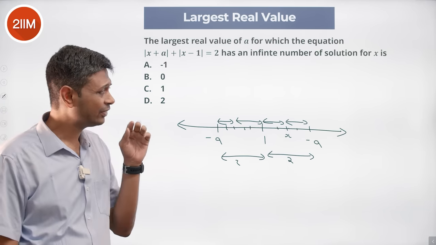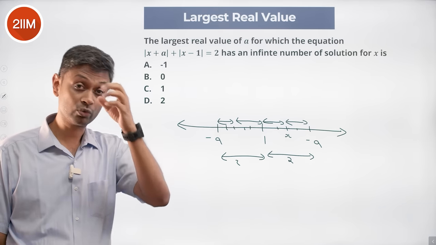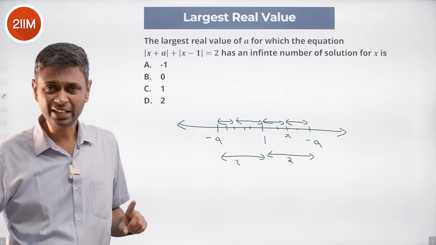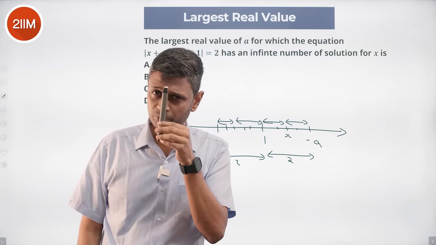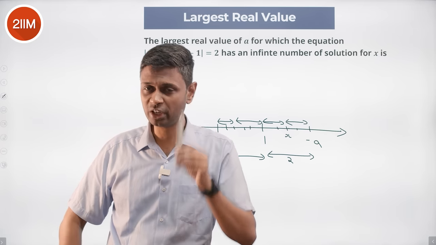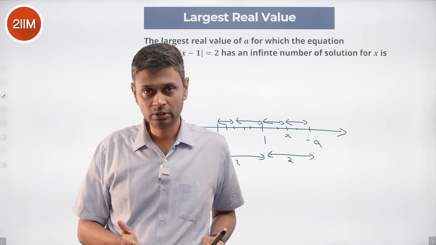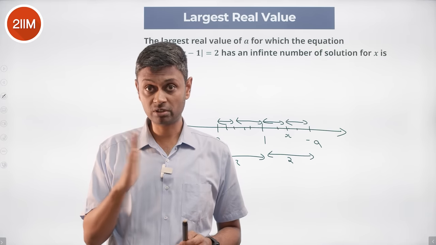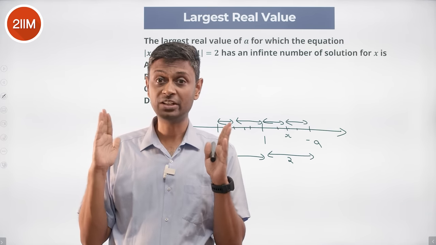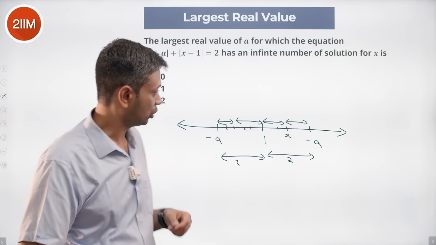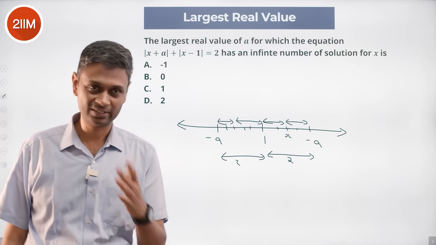Otherwise, there will be a unique number of solutions, so values for which it will work. For an infinite number of solutions, they're basically saying we should be able to say x can be anywhere between 1 and a and this will work. Anywhere between 1 and a, it will work. The distance will be 2. That means x is bang in between 1 and a, and the distance between 1 and a is 2. Sorry, not 1 and a, 1 and minus a.